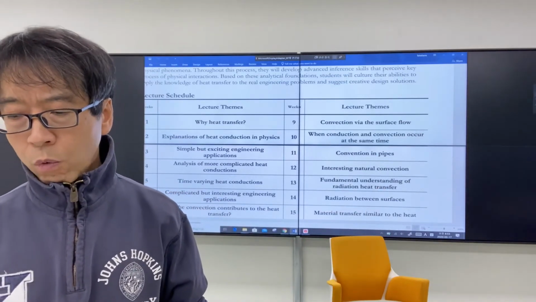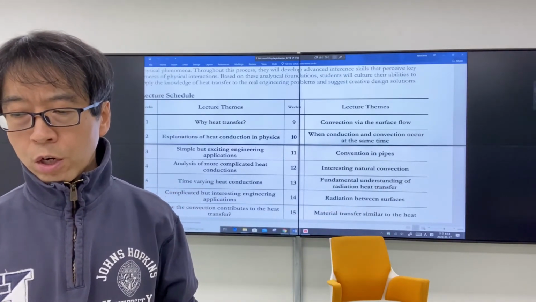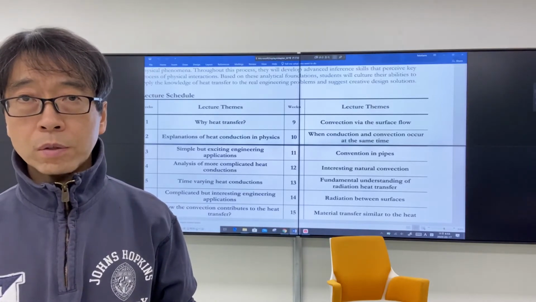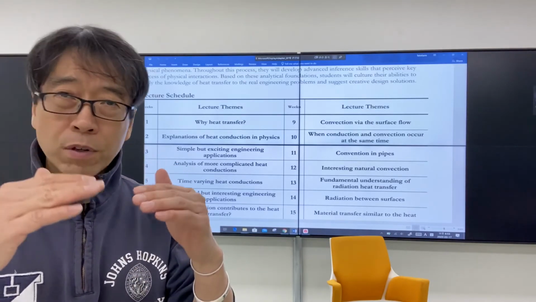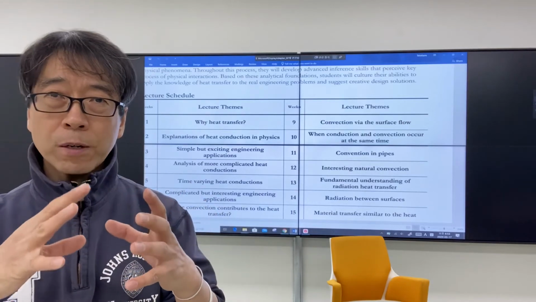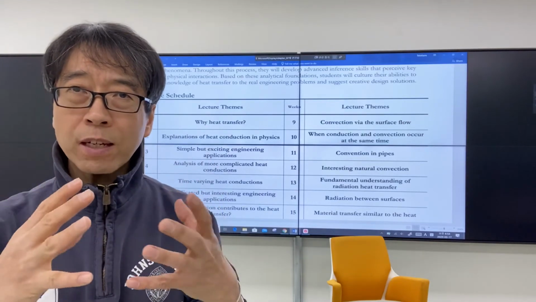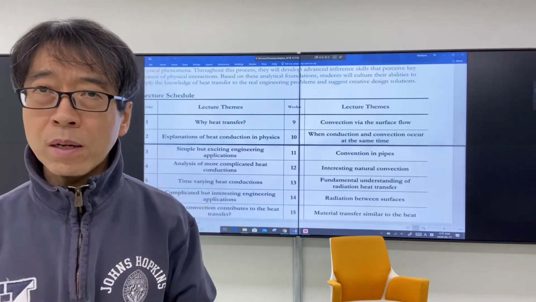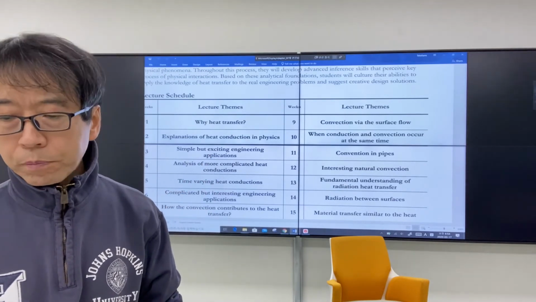10th week, when conduction and convection occur at the same time. This heat transfer and fluid phenomena all mixed together. This will create a very unique, interesting, exciting topic of understanding this heat transfer.